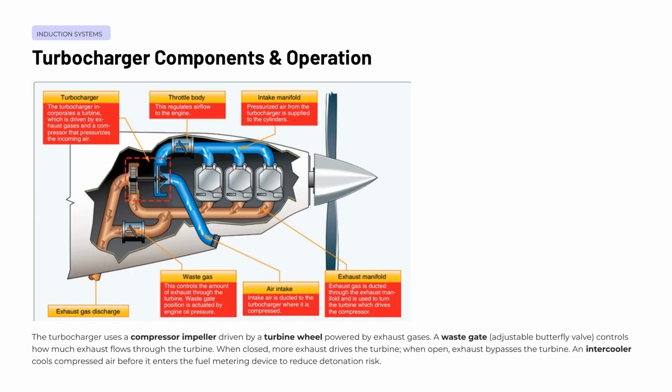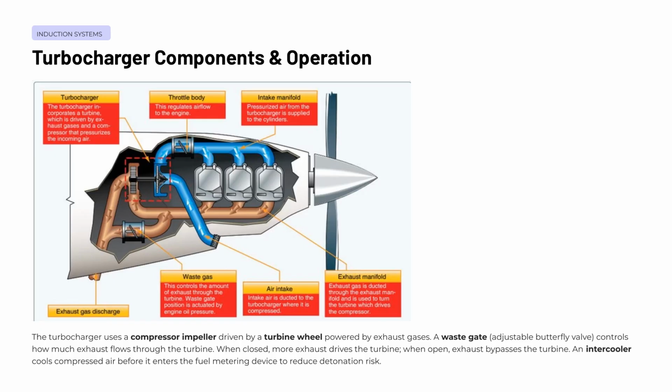Controlling the amount of boost the turbocharger produces is the job of the wastegate. Think of it as a bypass valve in the exhaust path. When the wastegate is closed, more exhaust gas is directed through the turbine, increasing its speed and boosting compressor output. As the wastegate opens, exhaust bypasses the turbine, reducing boost pressure. This allows precise regulation of manifold pressure throughout the flight envelope.